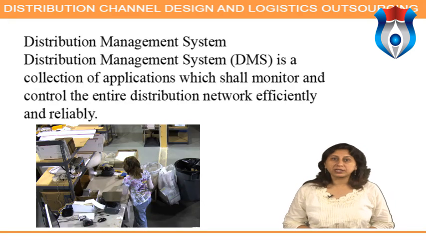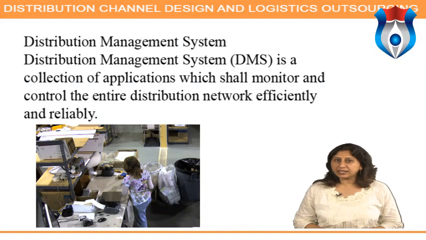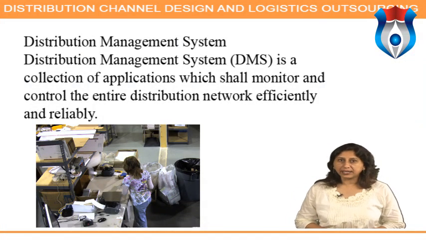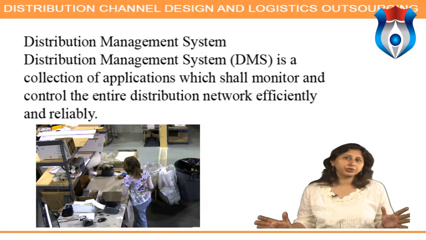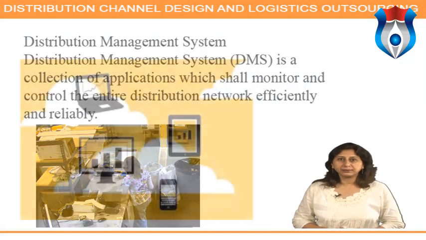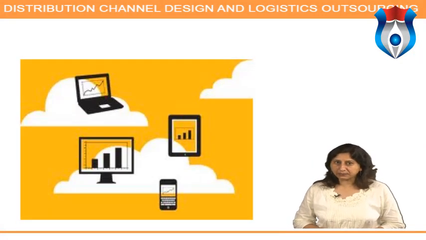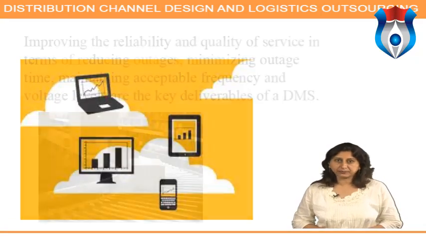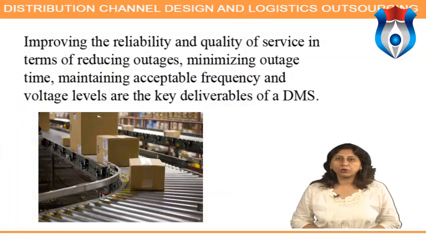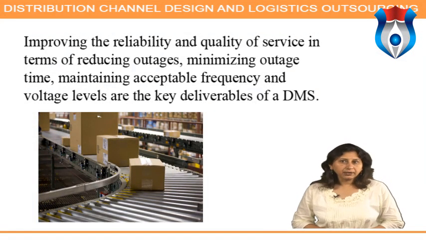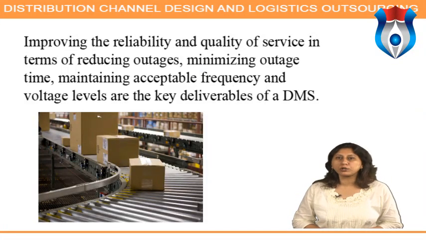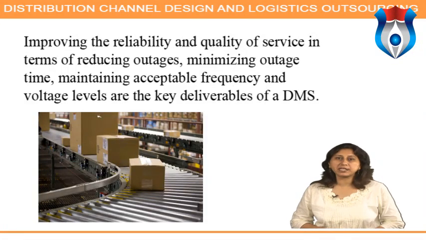Let us first talk about the Distribution Management System. Distribution Management System, DMS, is a collection of applications which shall monitor and control the entire distribution network efficiently and reliably. It acts as a decision support system to assist the control room and field operating personnel with the monitoring and control of the electric distribution system. Improving the reliability and quality of service in terms of reducing outages, minimizing outage time, maintaining acceptable frequency and voltage levels are the key deliverables of a DMS.